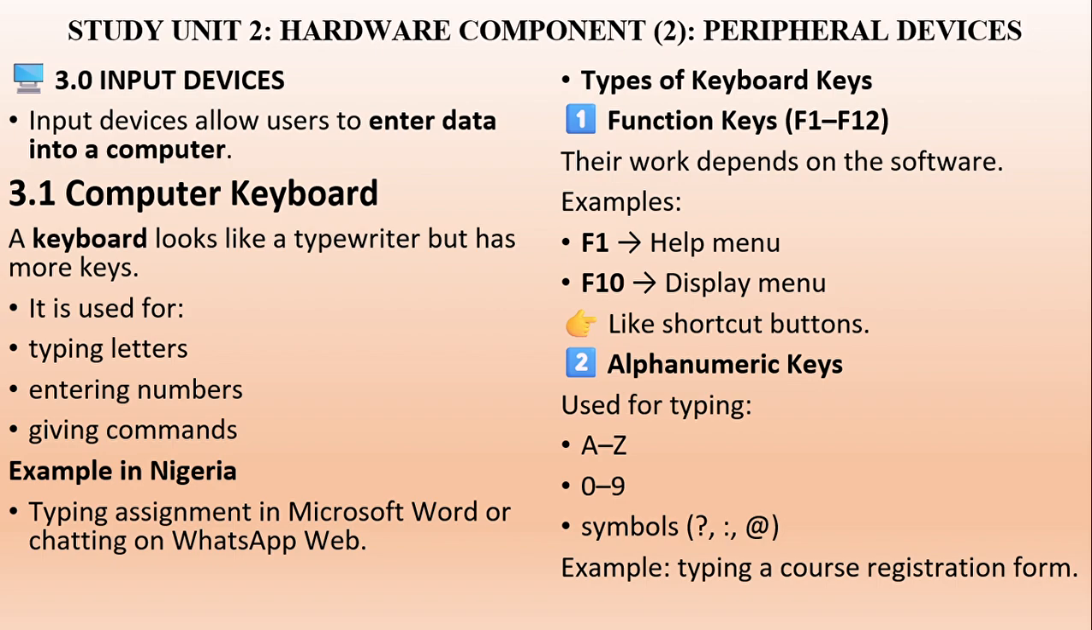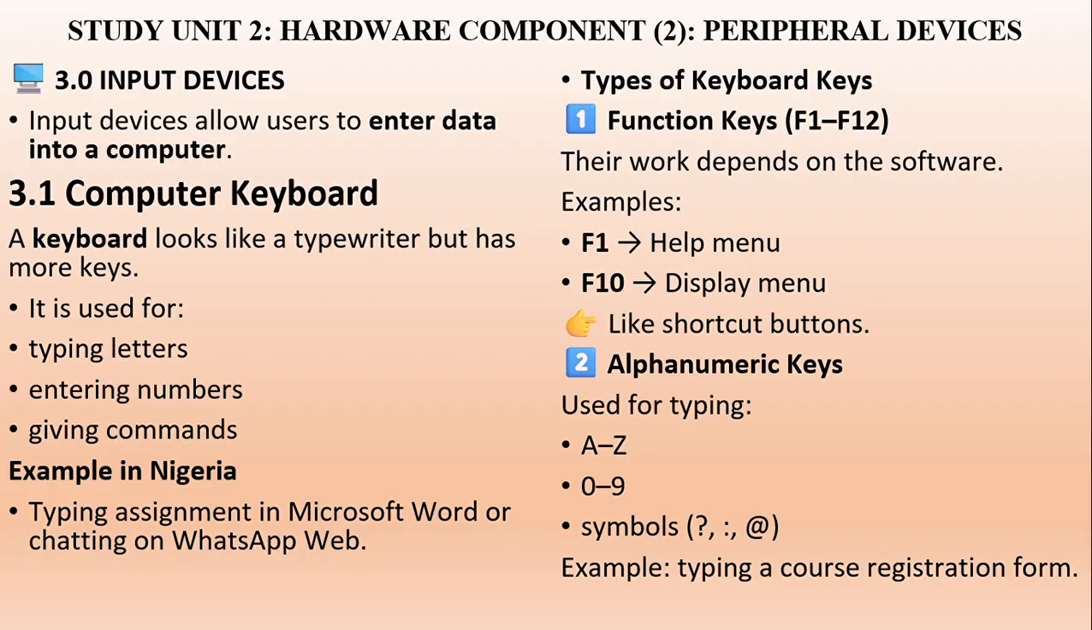Or you want to switch off the computer, you click on Alt F4. That is a way to shut down. It will actually bring out an instruction that says shut down, sleep, hibernate, or restart. So that is the help of a keyboard. A keyboard is used for typing, used for entering numbers, used for giving commands. An example of this is you typing an assignment in Microsoft Word or chatting on WhatsApp web.